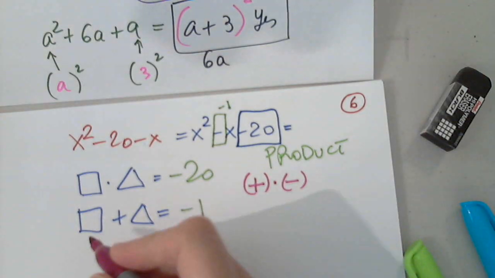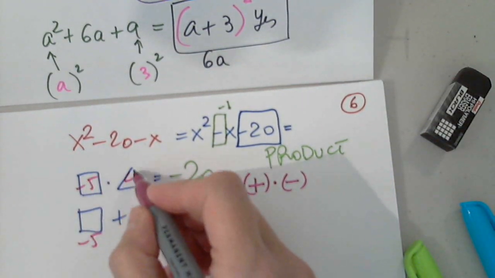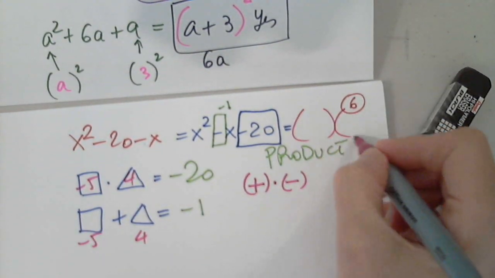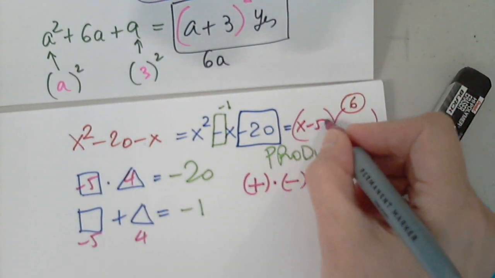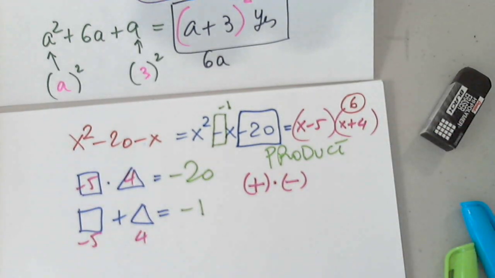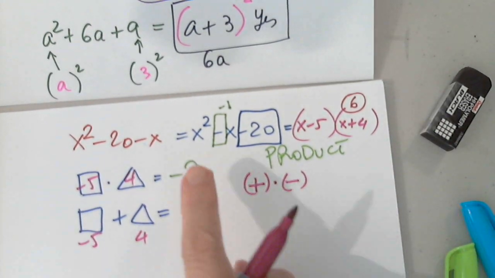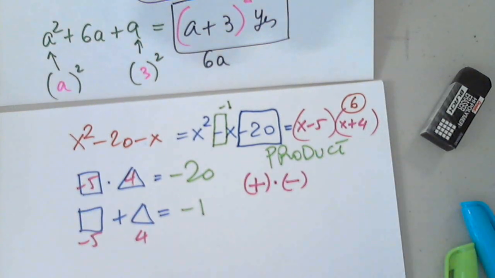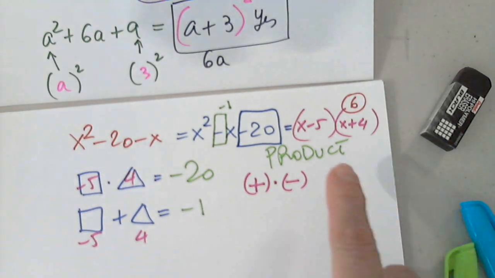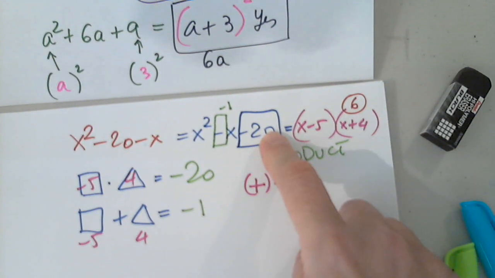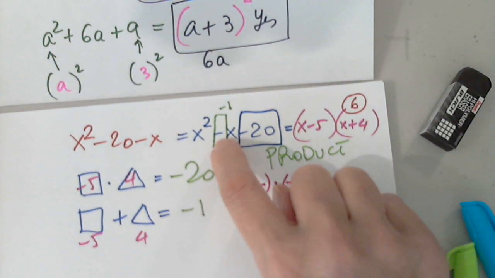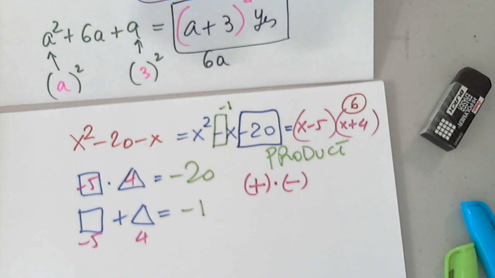-5 and +4. -5 and +4, awesome. These are the numbers that will help us factor. X minus 5, x plus 4, done. So we factored x squared minus x minus 20 into x minus 5, x plus 4. How did we find those? By determining two numbers whose product is this and whose sum is this number. Let's look at another one.